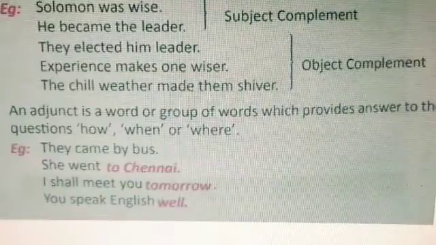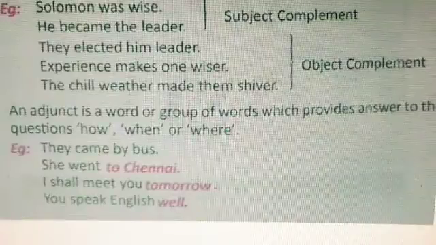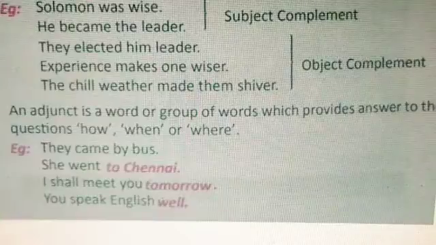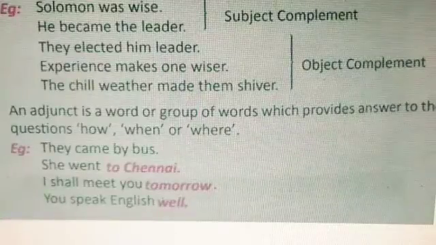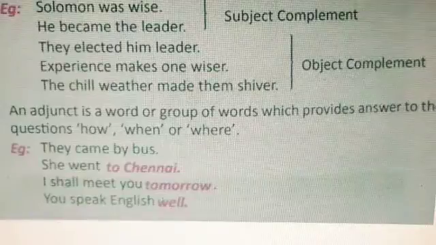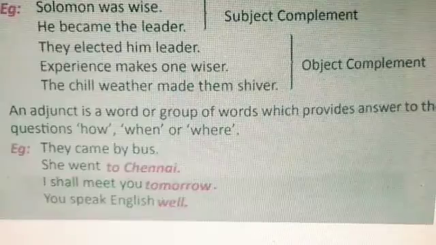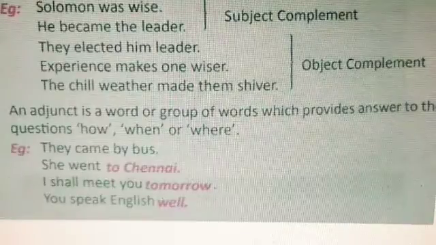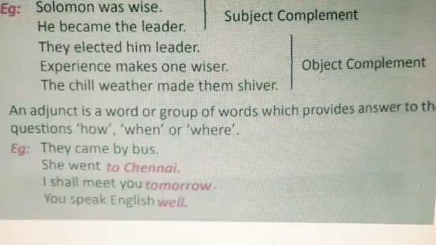So to Chennai is the adjunct. She went itself will give complete sense. So an adjunct is only an addition. Even if it is not there, it will make sense in a sentence. I shall meet you tomorrow. Tomorrow is the next day, timing. So when. You speak English well. How do you speak? You speak English well. So well is the adjunct here.